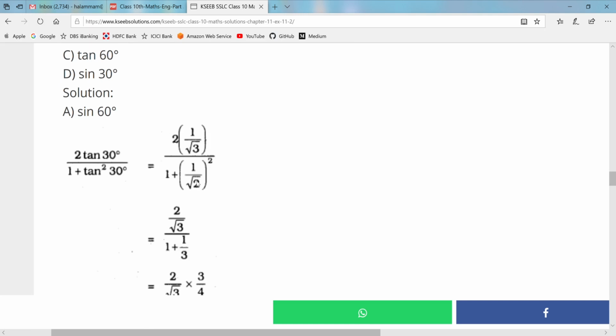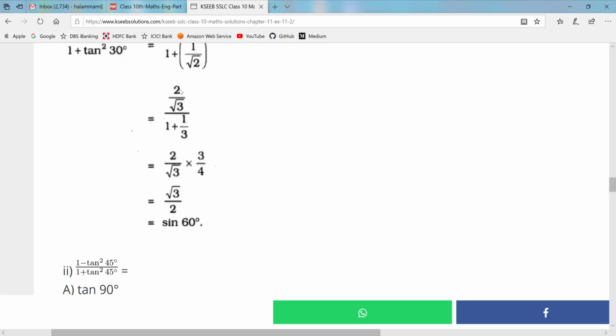So 1 by root 3. This is 3, this is not a 2. 1 by root 3 whole square will become 1 by 3. So next step, see, 2 by root 3 they have taken, and the whole division will become the multiplication.